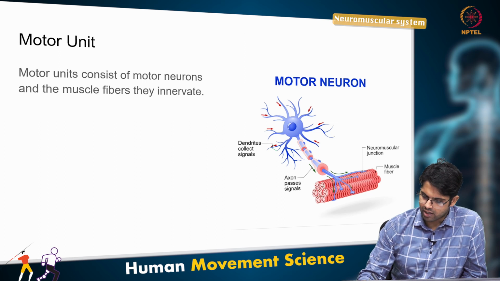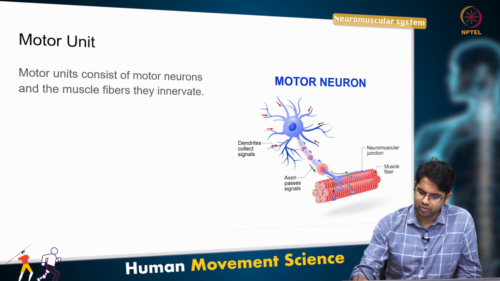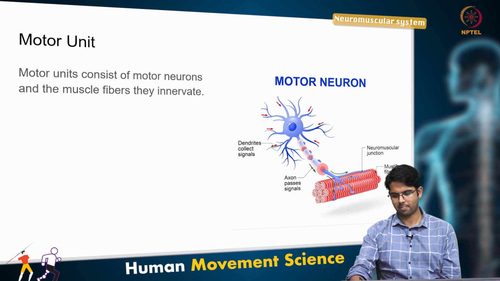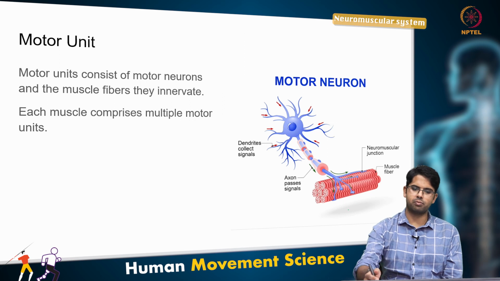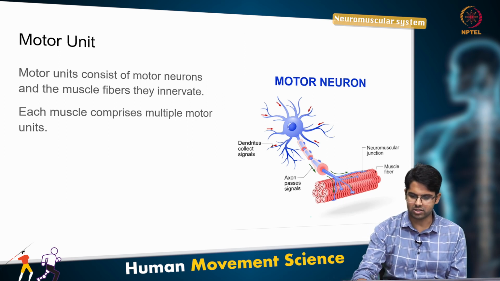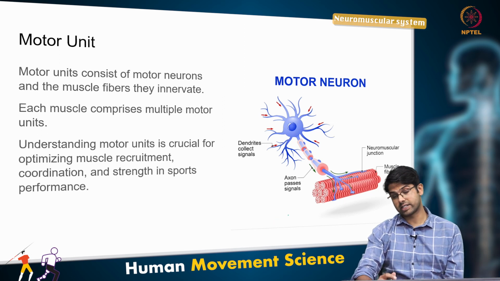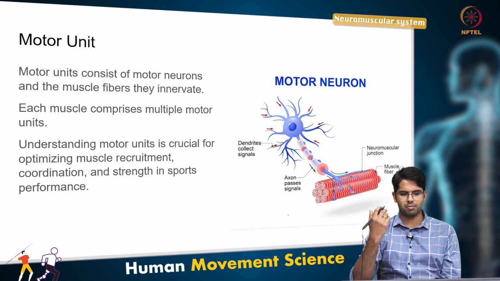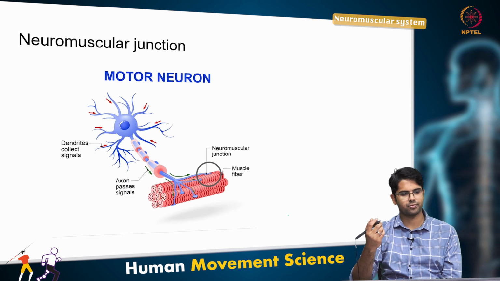In this process, there are muscle fibers, right? And you have multiple points from this neuron where it attaches to the muscle fibers. Each muscle comprises multiple motor units. So this whole thing is one motor unit. Okay. And understanding motor units is critical because it will help you optimize muscle recruitment and training and behavioral patterns.